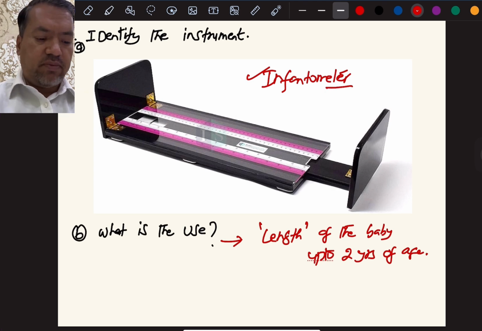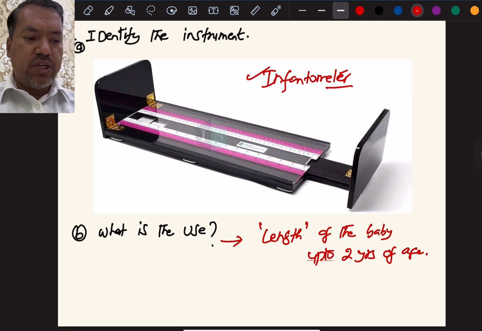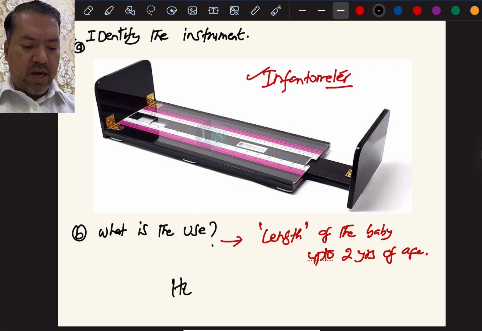They may ask you what is the difference between length and height. Height is the term we use only when the baby is able to stand properly, and height is measured by stadiometer. Remember that. Height is measured by stadiometer.